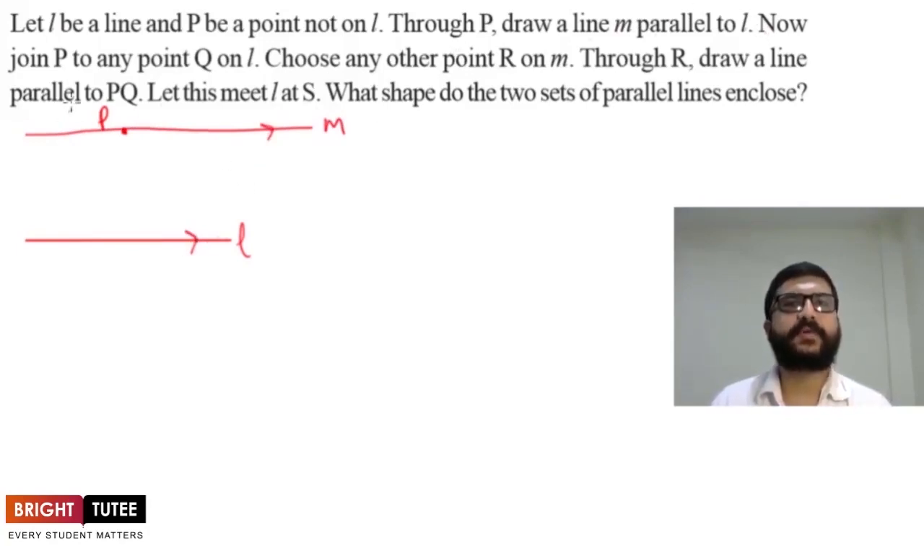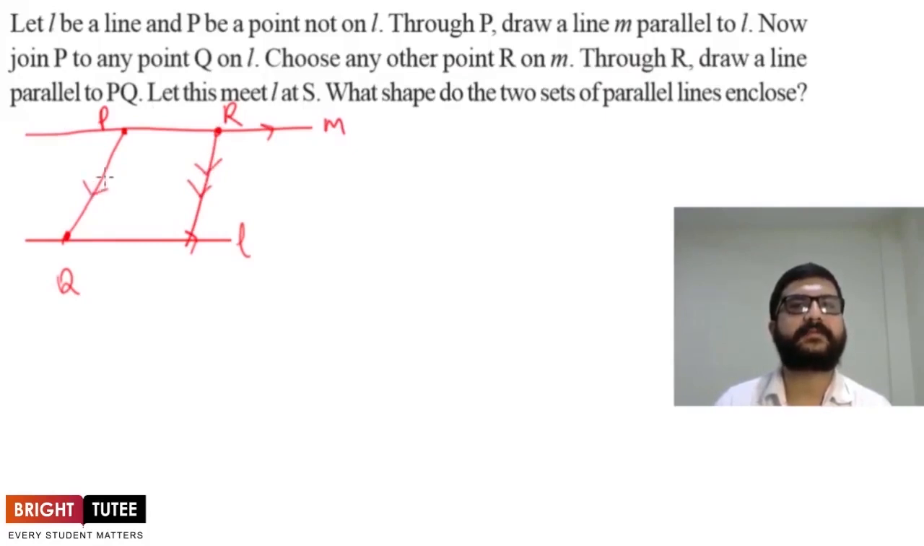And then join P to any point Q on line L. Let's say here we are having any point Q. Now let's join them. We have joined P and Q. Now the next step is to choose any point R on line M. So here we have to choose any point. Let's say this is R. Now the next part is, through R draw a line parallel to PQ. So from here we have to draw a line which is parallel to PQ. We know how we can draw parallel lines. So these two lines are parallel now.